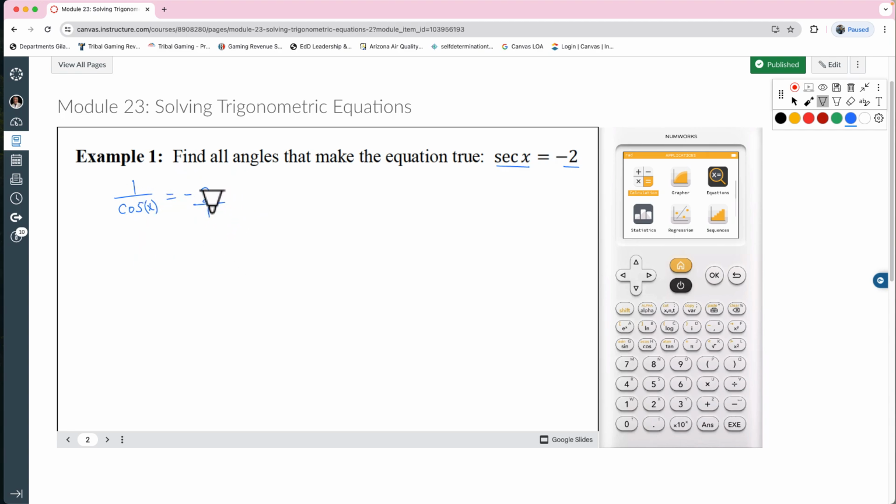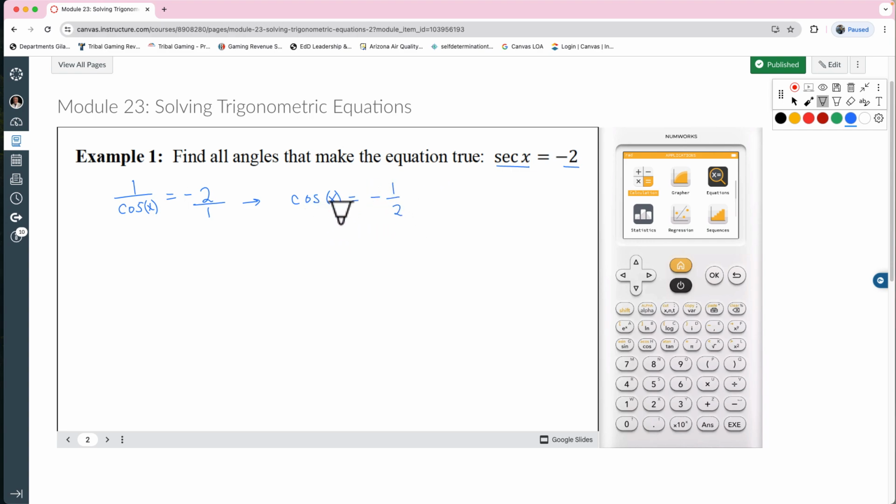Well, think of -2 as being -2 over 1. We could cross multiply, go through a few steps, but we've also talked before about how when you have two fractions equal, the reciprocals are also going to be equal. And so we can think of this as cosine of x equals -1/2, cosine x over 1, right? And so this is what we're going to do.